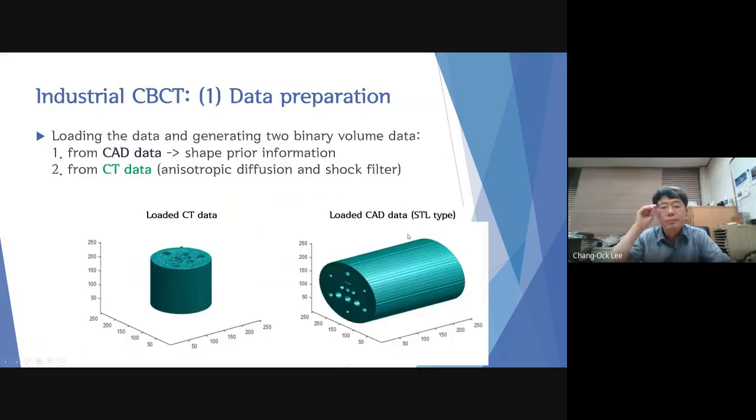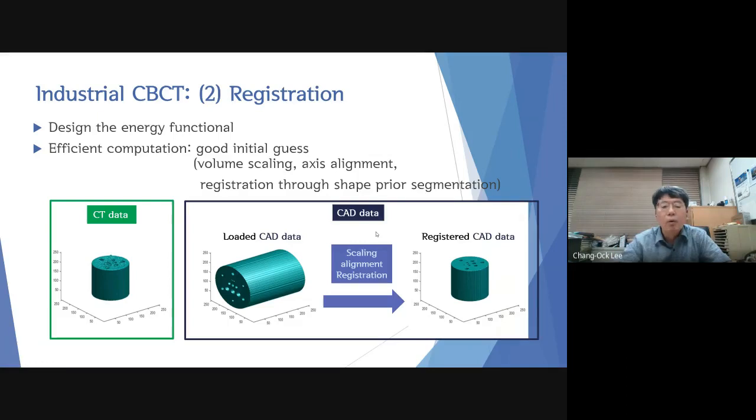Okay, so here we have this CT data and this CAD data. CT data comes from the reconstruction of CT data from the sinogram, and if you look at the top part, there is some noise here, very severe noise. This is called cone beam CT. So the CAD data is just binary data. So the inside is one and the outside is zero.